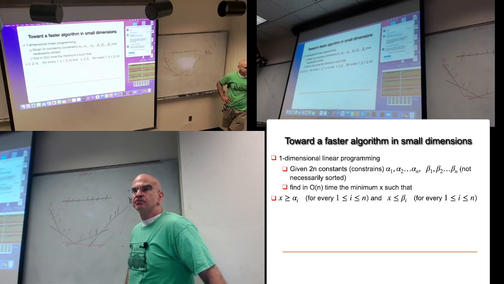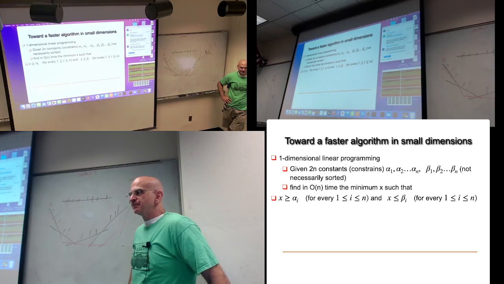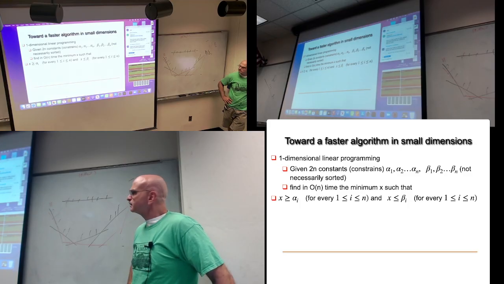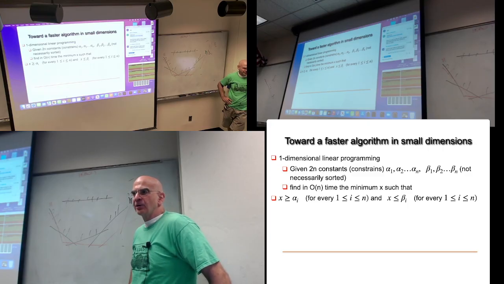Help? Randomized algorithm, deterministic algorithm, whatever you want. I'm looking for the minimum value of x that is larger than all the alpha i's and smaller than all the beta j's. Or figure out that there is no such x, of course, it's another option.